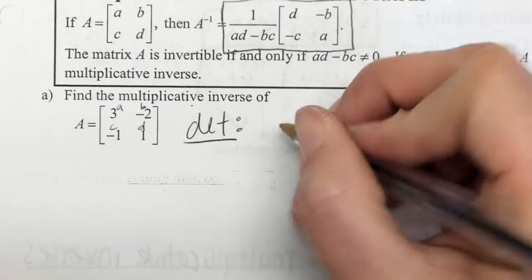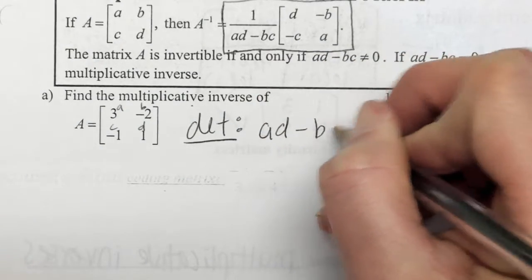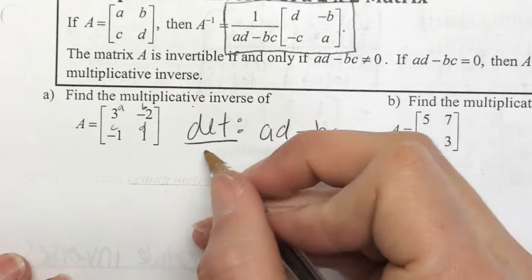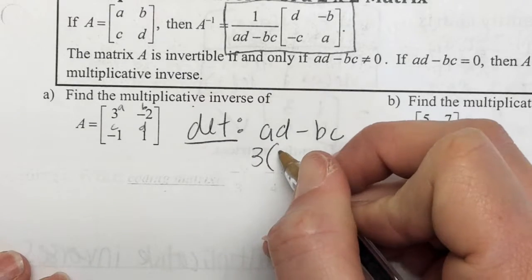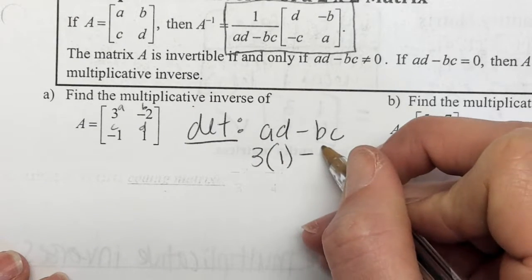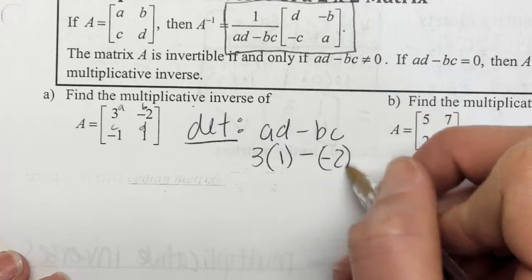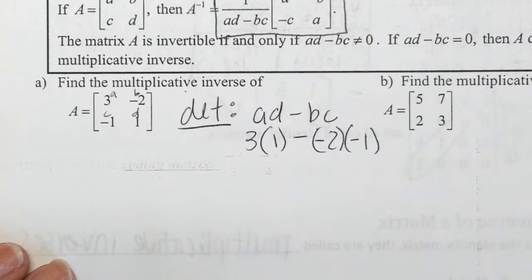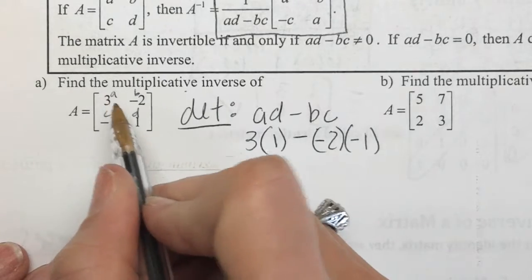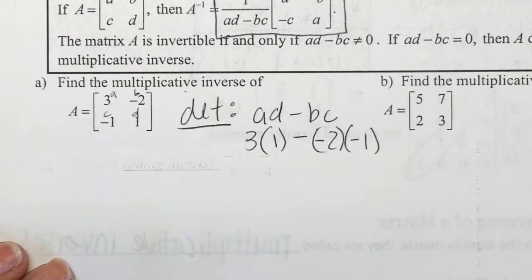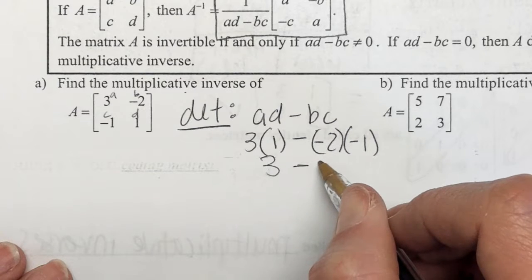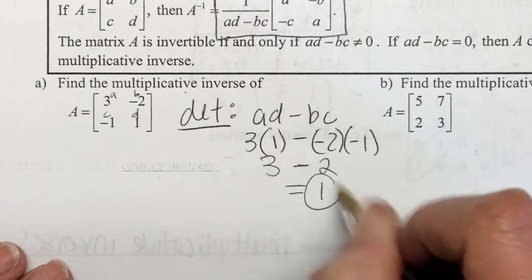Determinant, DET, is A times D minus B times C. That's the formula. So in this case, our A is what? 3. So it'll be 3 times, minus, times, yes. That's how you find the determinant. So basically like cross multiplying here, subtracting, cross multiplying here. So your determinant will be 3 minus what? Which is 1. Good.